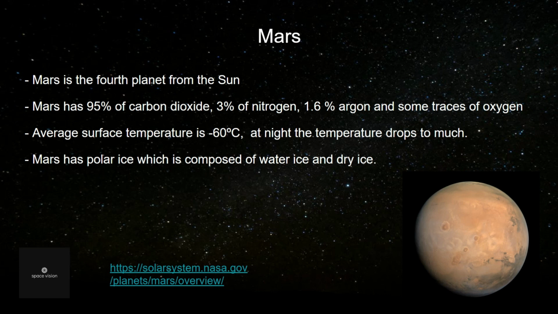Mars is the fourth planet from the sun, and Mars has 95% of carbon dioxide, 3% of nitrogen, 1.6% argon, and some traces of oxygen. The oxygen is very low, so humans can't live there because they would need something to breathe, as the oxygen is so little. The average surface temperature is minus 60 degrees, and at night the temperature drops a lot.